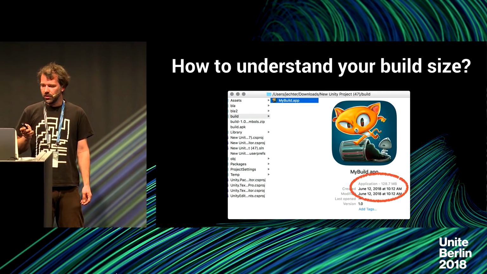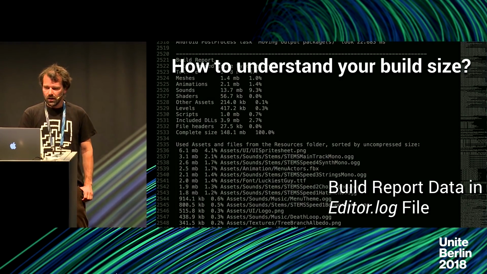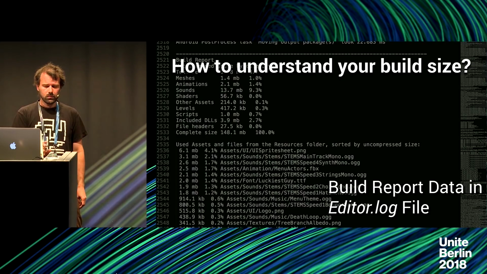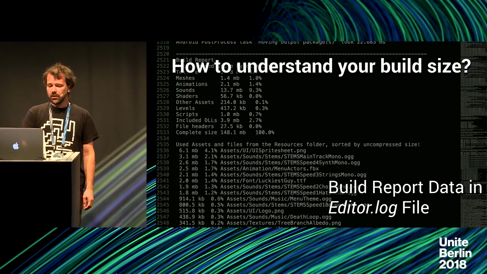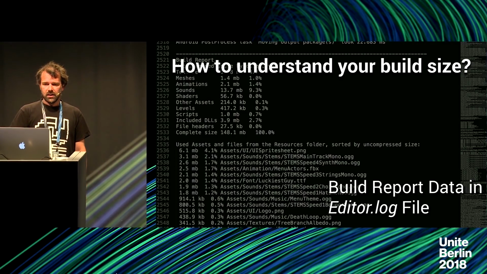But when we want to get more information of what's in those files, the first thing you can look at is your editor log file. The editor log file is always written by Unity when you run an editor session. Its location is platform-specific. On the Mac, I think it's in your home directory slash library slash logs slash Unity. You can check in the manual the location of that file. So when you make a build in Unity, the editor log file contains a section called the build report. And this contains some data on each individual asset which was included in the build and the size it contributes, and also a breakdown on how much of your build size is spent on different asset types, typically the biggest being textures.